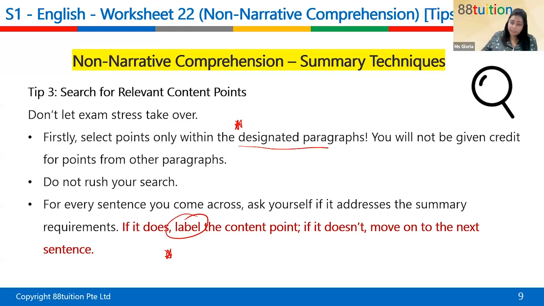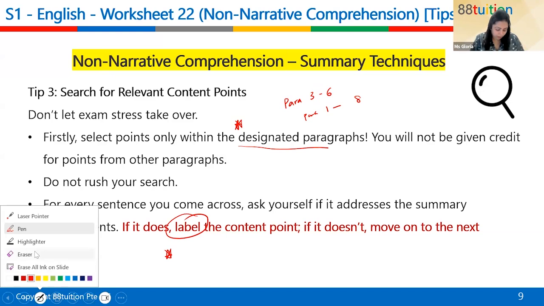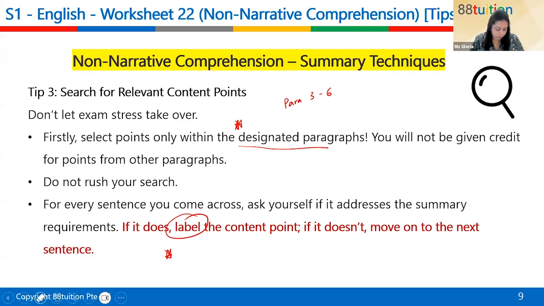Okay, so two things that I want to teach you in summary. Number one, if they tell you paragraph 3 to 6, right? This happened many, many years ago, I think in 2007 or 2008, when I was teaching O levels. One student was supposed to take the points from paragraph 3 to 6. He went to take the points from paragraph 1 to 8. That's a lot. So he missed out a lot of points, and it actually cost him quite low marks. So it is very, very important that you learn how to designate your paragraphs. If they tell you 3 to 6, you only stick to 3 to 6.